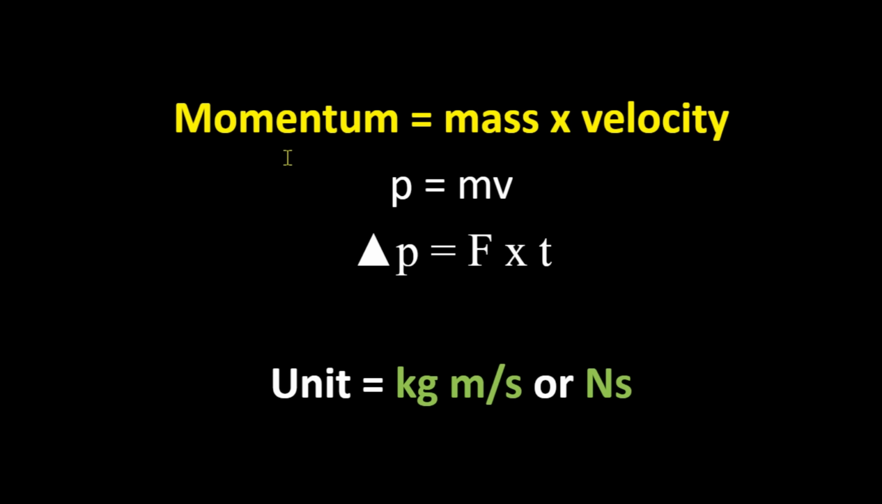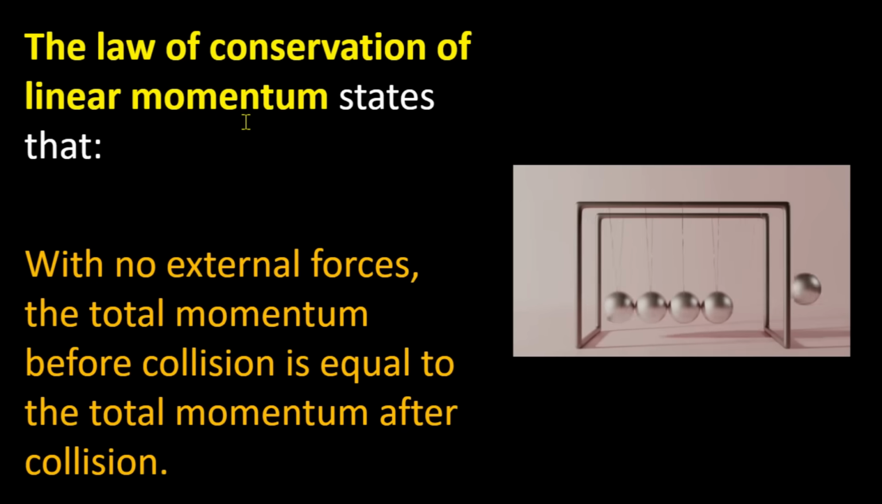Momentum is equal to mass times velocity. The formula is P is equal to mv. Delta P is equal to force times time if you are to determine impulse. The unit for momentum is kilogram meter per second or newton second, basically mass times velocity. The law of conservation of linear momentum states that with no external forces, the total momentum before collision is equal to the total momentum after collision.